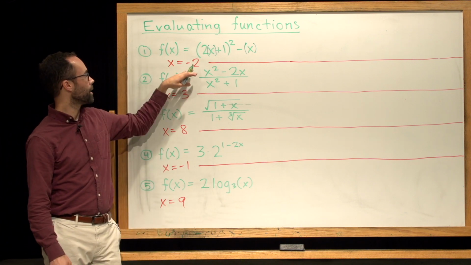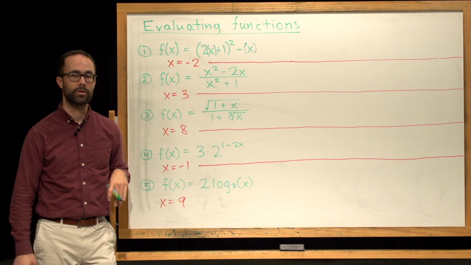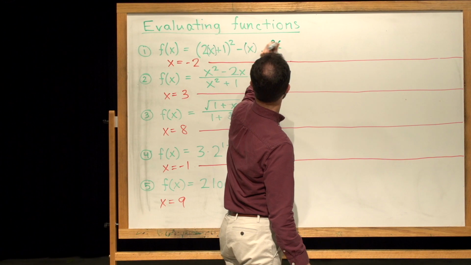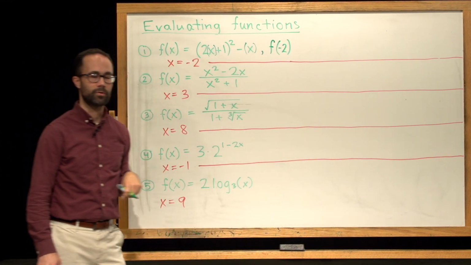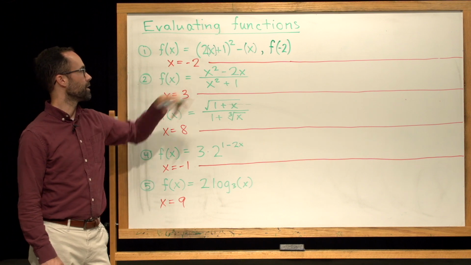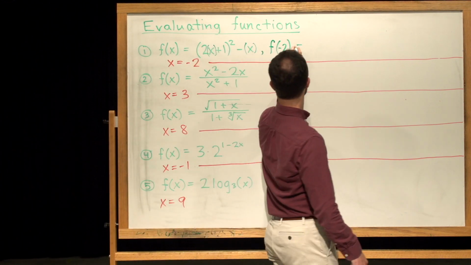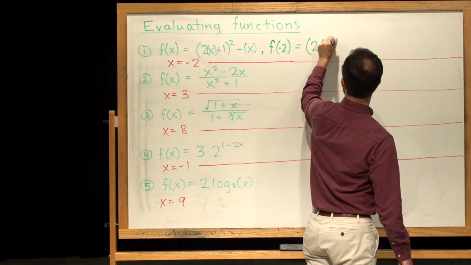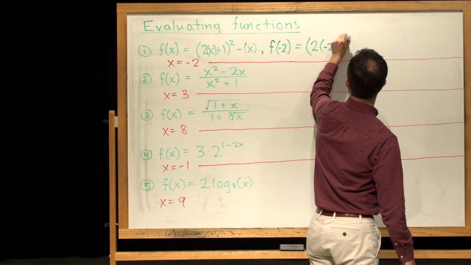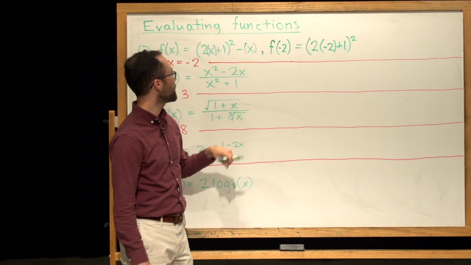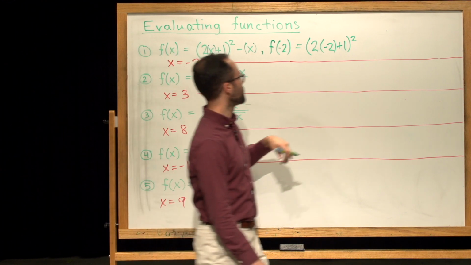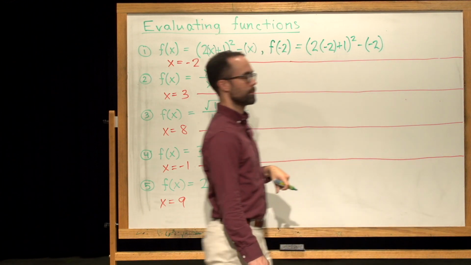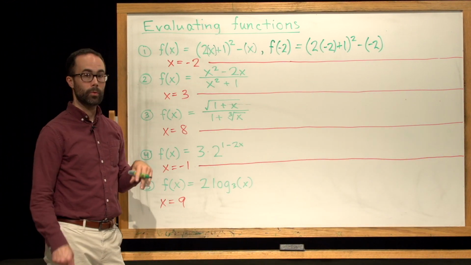So in this case, with number 1, I need to substitute in the value -2. I'll write this over to the right of the function. I'm interested in taking f of -2. There's our notation for it. Since I replaced x with -2, I'm doing that same thing across the whole expression. So I get 2 times -2 plus 1. I want to square that. And then I have minus x, but x is -2, so I'm doing minus -2.